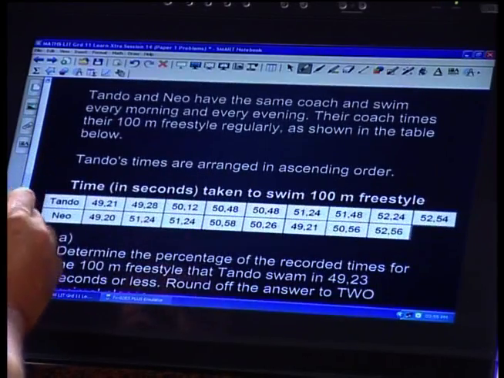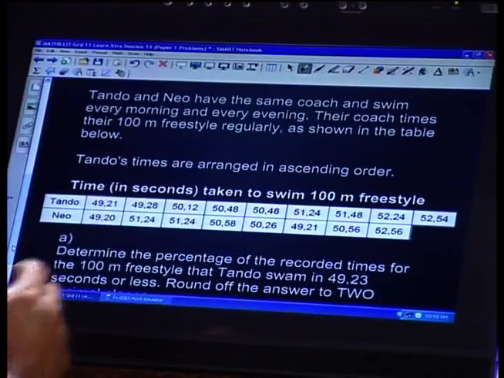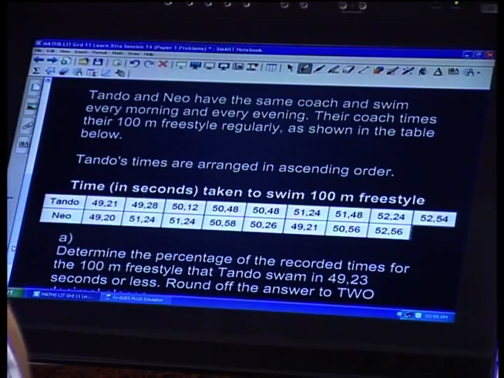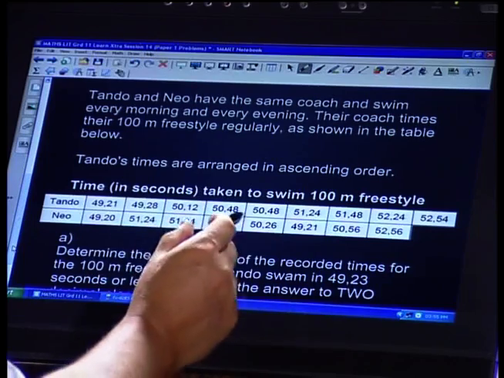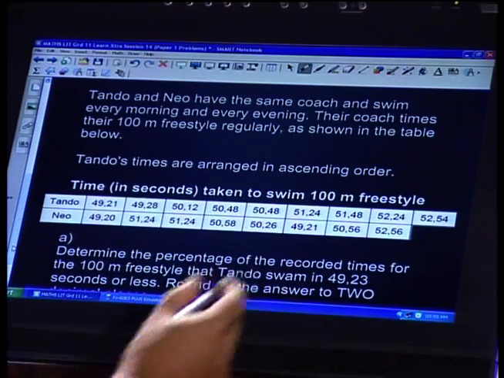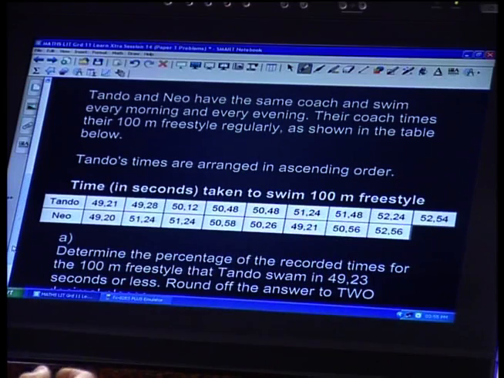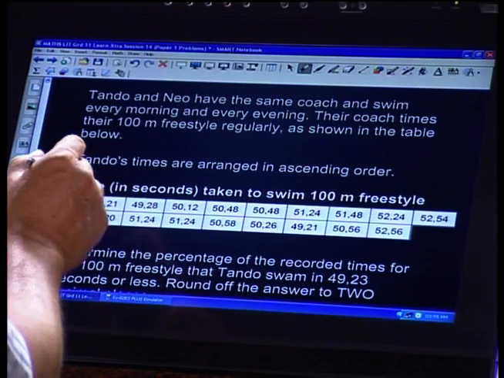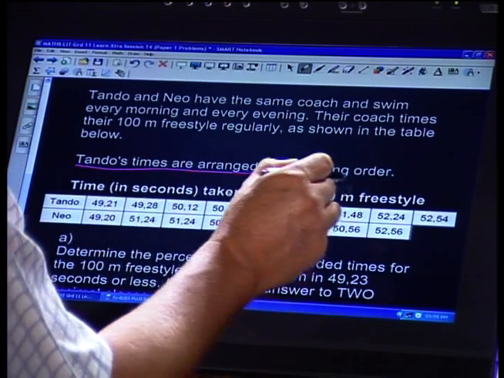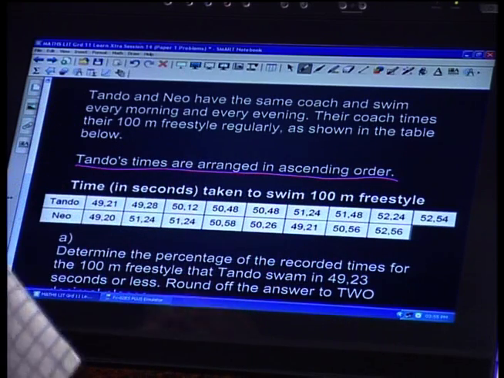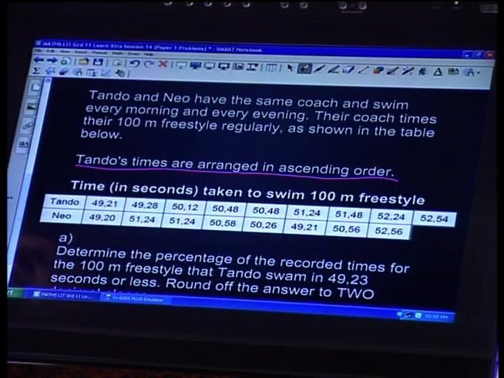Right. Now, they both have a coach, and their coach times them, and these are their times. Tandu does it in 49.21, then 49.28, then 50.12, 50.48, 50.48, 51.24, 51.48, 52.24, and 52.54. Now, the nice thing here is the examiner is being very nice. He's saying Tandu's times are arranged in ascending order.